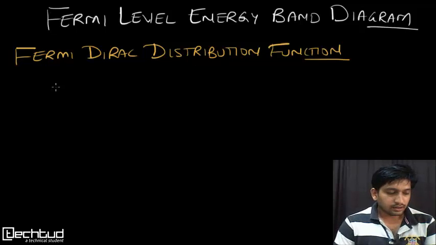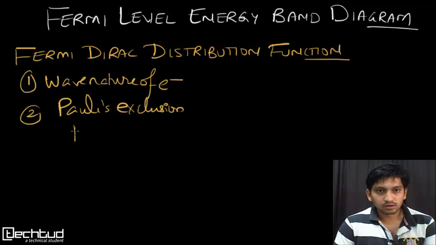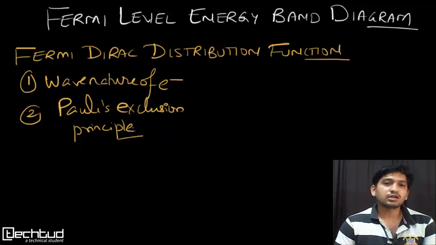It is a function which gives the probability that an available energy state at E will be occupied by an electron at absolute temperature T. This was developed by following principles of wave nature of electrons and Pauli's exclusion principle. We are not going into the experimental results of how these terms come about. We are going to accept the results as given by the scientific community.